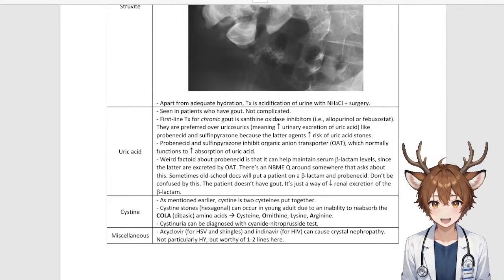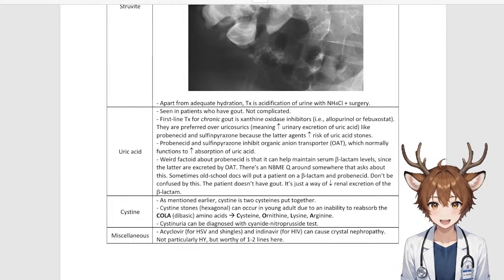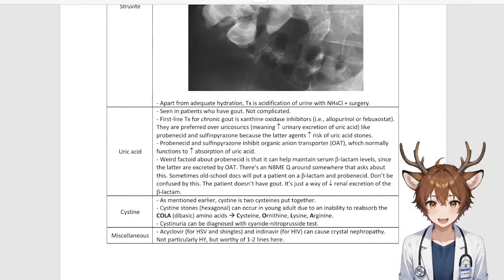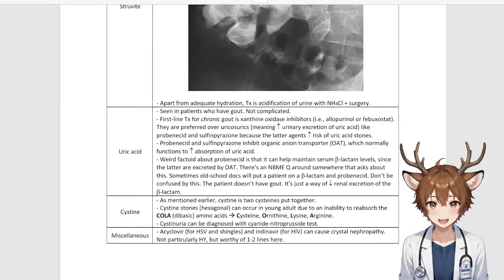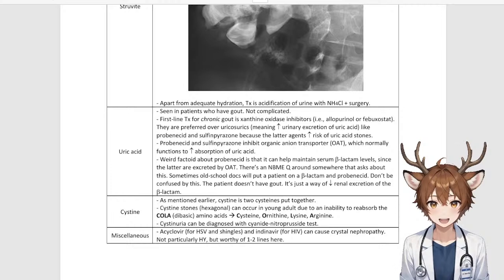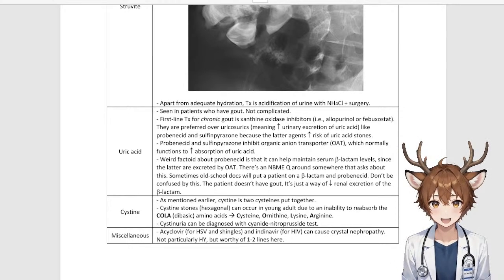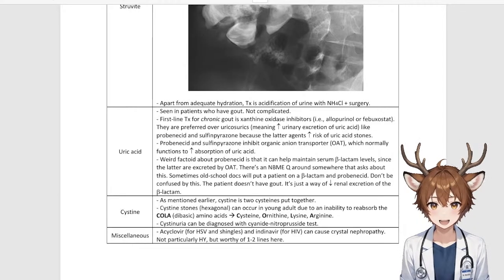What about cysteine stones? As mentioned earlier, cystine is two cysteines put together. Cystine stones are hexagonal, can occur in young adults due to the inability to reabsorb the COLA dibasic amino acids of cystine, ornithine, lysine, and arginine. Cystinuria can be diagnosed with the cyanide nitroprusside test. Miscellaneous: acyclovir for HSV and shingles and indinavir for HIV can cause crystal nephropathy, not particularly high yield, but worthy of 1 to 2 lines here.